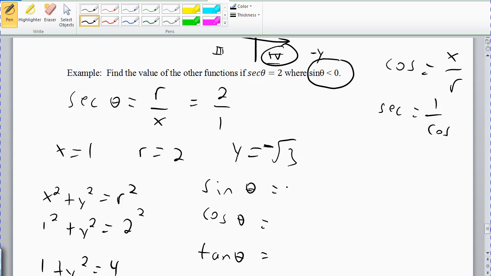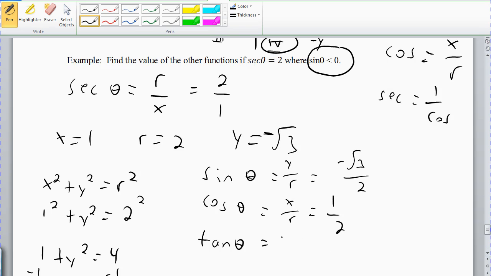So now we can find all of our values. Sine of theta is y over r. So it's going to be negative square root of 3 over 2. Cosine is x over r. X is 1, r is 2. My mistake. Learn from my mistakes. And we already knew that, because secant is 2. If you flip over the 2, you get 1/2. Tangent is y over x. So that's negative square root of 3 over 1, which is negative square root of 3.